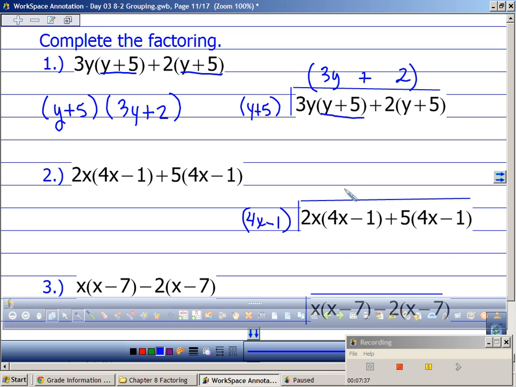Randy, if I factor out 4x minus 1, what's left up here? And what's left over here? That's it. If I were to do that over here, I would simply just say I have a common 4x minus 1. When I factor 4x minus 1 from this one, I get 2x. When I factor it out of this one, I get 5. Okay.